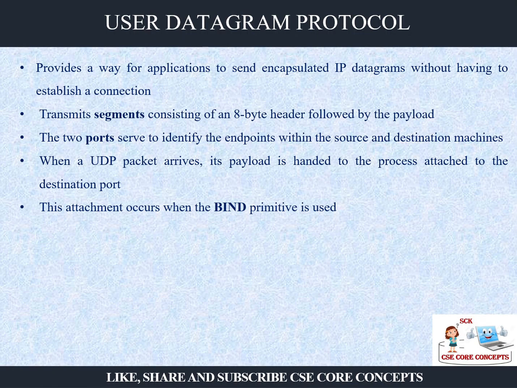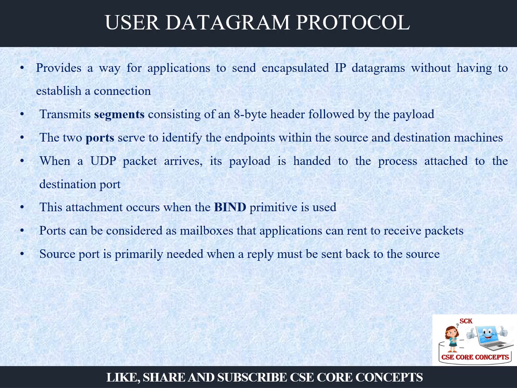Now, two ports serve to identify the endpoints within the source and the destination machines. When you want to send some data to the destination, you specify the port address. That port is used to identify the endpoints. When a UDP packet arrives, its payload, that is the data part, is handed to the attached destination port, and this attachment occurs when you use the bind primitive. We discussed the transport layer primitives in my earlier video. If you have not gone through it, please do, to understand what primitives are.